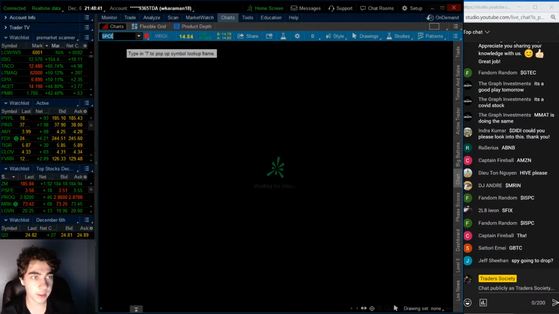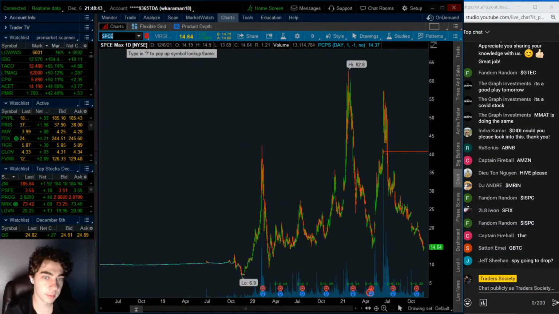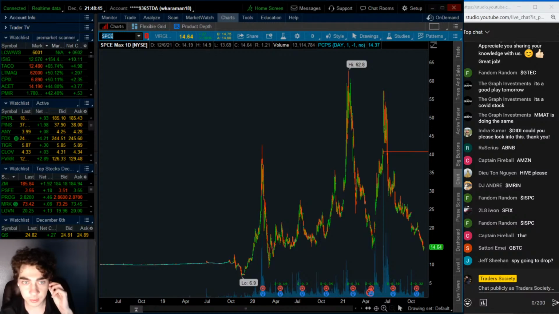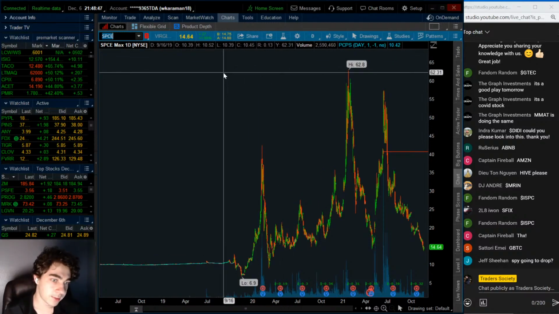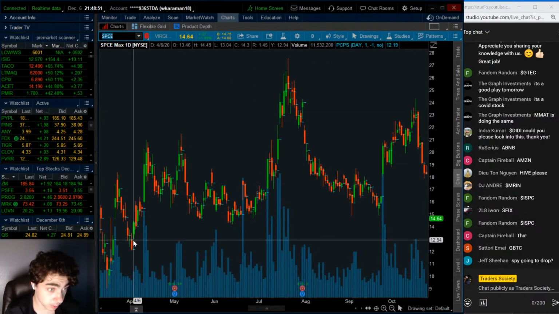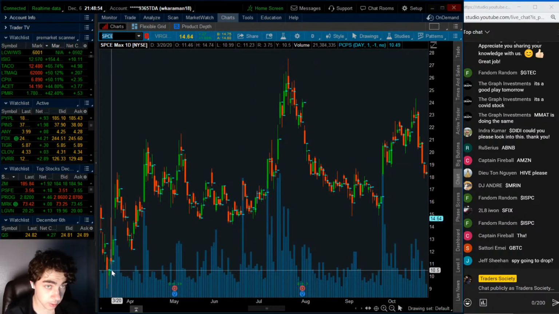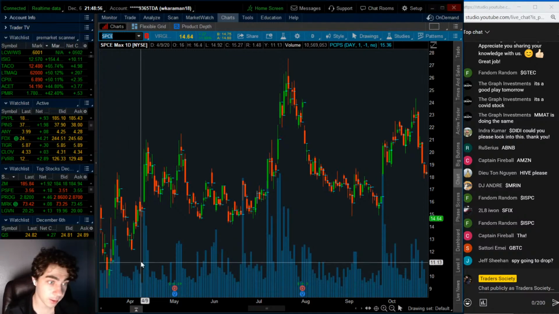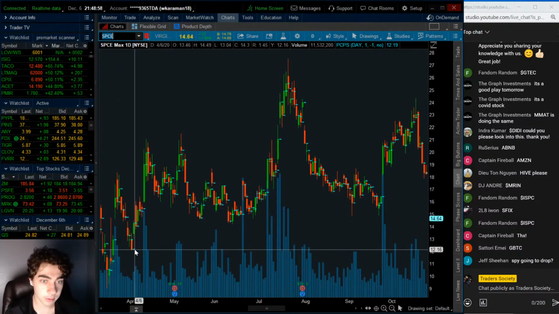One play I've been waiting on is Space. I think Space has some great long-term potential. It's at its key support level. If you look at its overall chart, there's a gap to fill here at 1049. There's a gap to fill here at 1219.